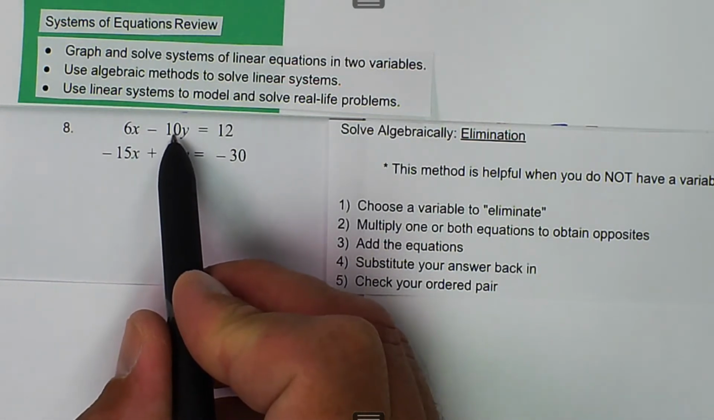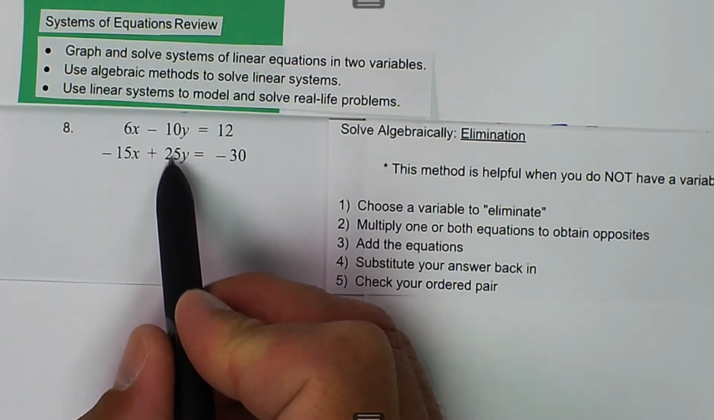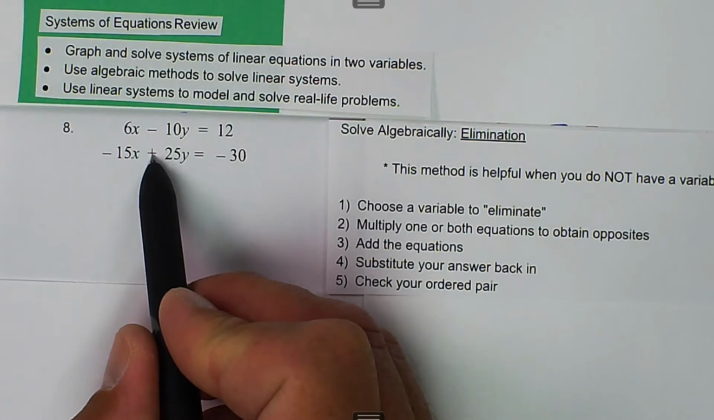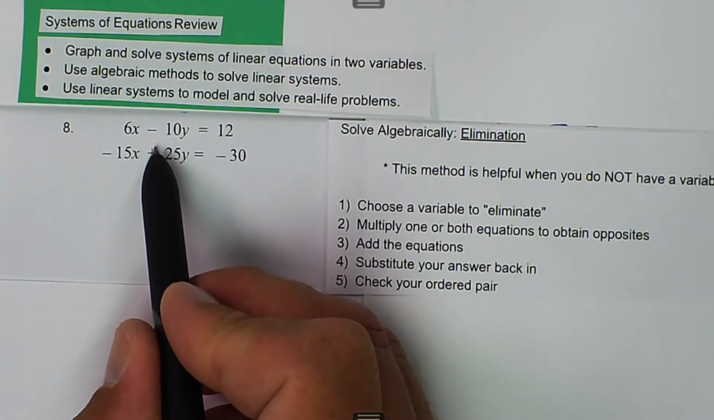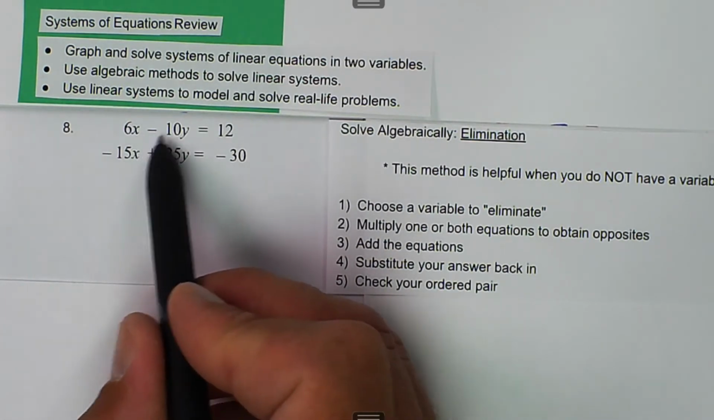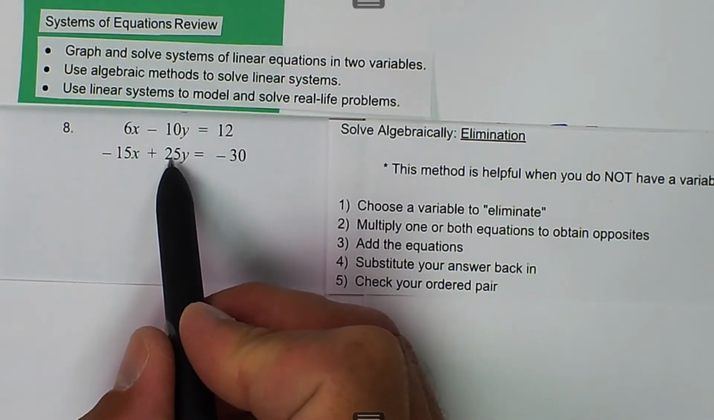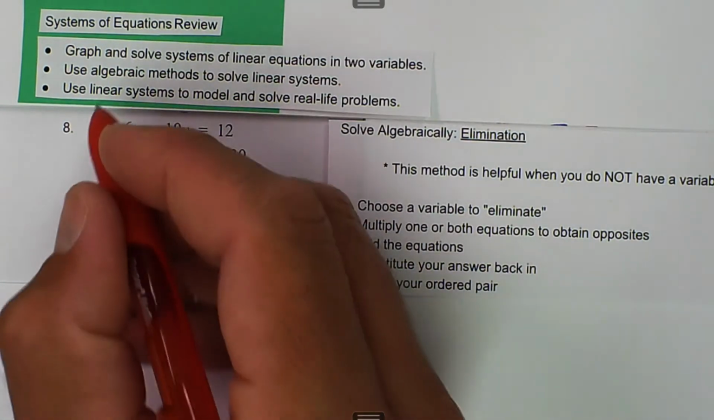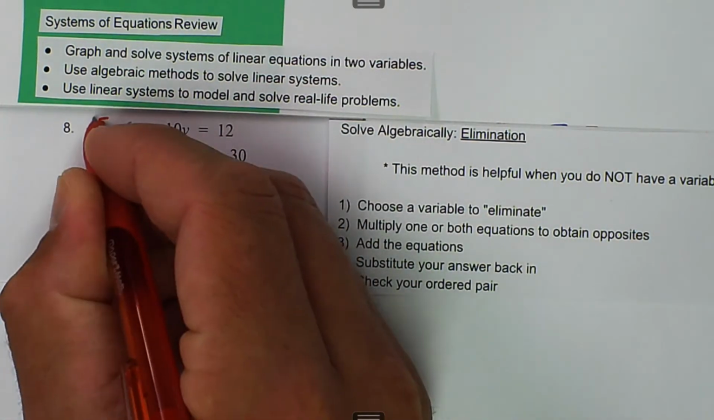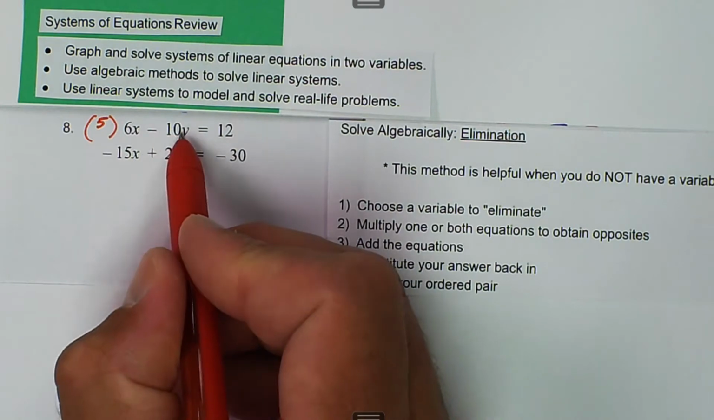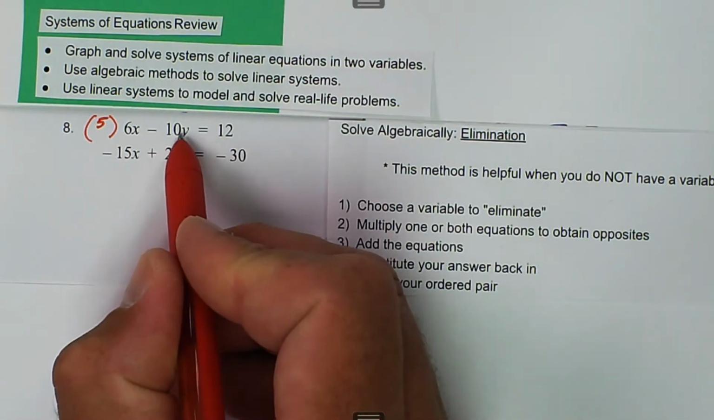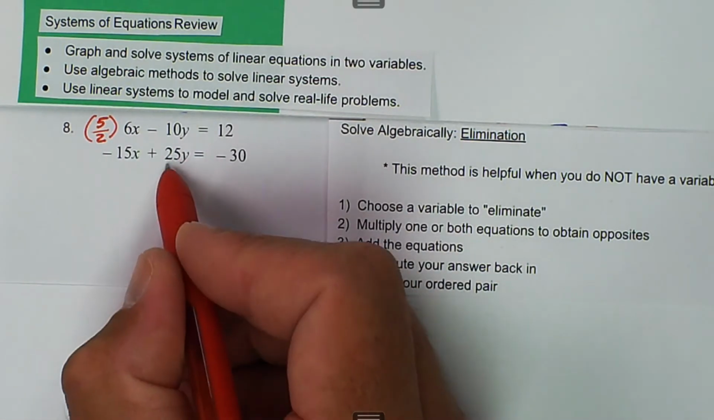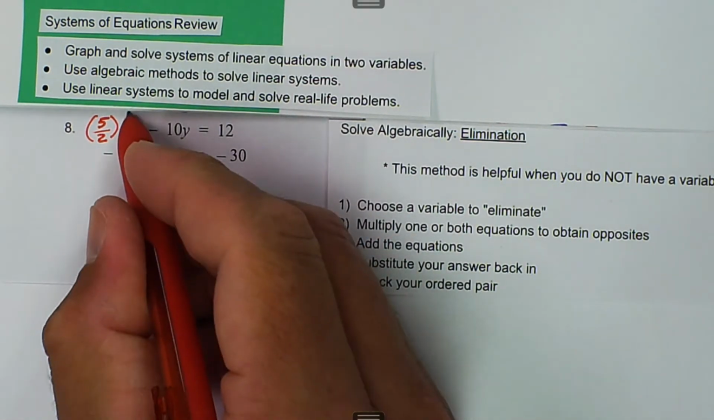So here I have a negative 10 and a positive 25. Negative 10 already has the opposite sign of 25, so I don't have to deal with the negative. And then how do I make 10 become 25? Well, if I multiply it by 5, that makes 50. So 5 times negative 10 is negative 50. I wanted to get to 25. So if I divide 50 by 2, that will give me what I'm looking for.